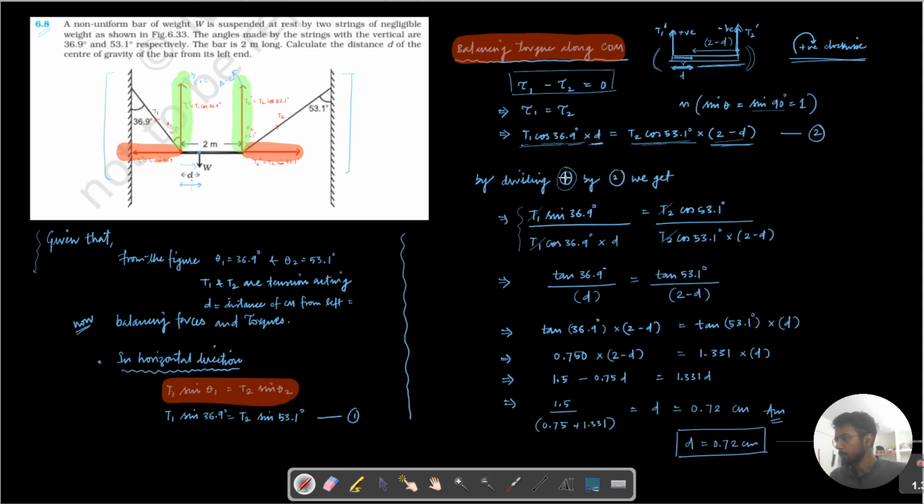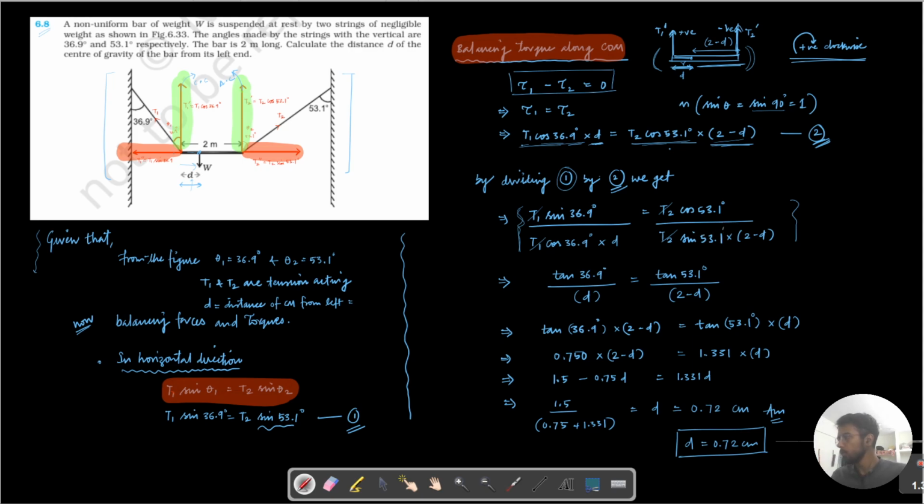After solving, you can see the solving part here. We are going to divide equation 1 by equation 2, and in this form we are going to get the final equation. After this, T1 and T1 cancel out, T2 and T2 cancel out, and sin theta by cos theta is tan theta. Here there is one mistake. I think here it is cos theta and here we get sine 53.1. I have made a mistake here, sorry. I am going to correct it, sine 53.1.